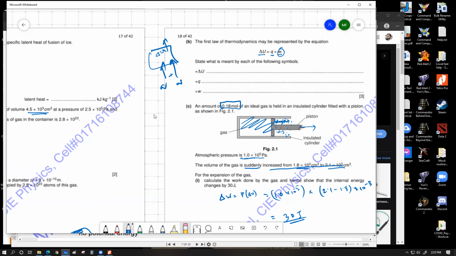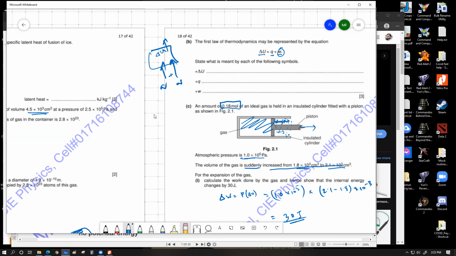Yes sir. So as the gas increases in volume, it pushes out the atmospheric particles to make its own volume, to make its own space required. In this process, work will be done on the atmosphere because atmospheric particles were pushed out. So work would be done by the gas on the atmosphere.